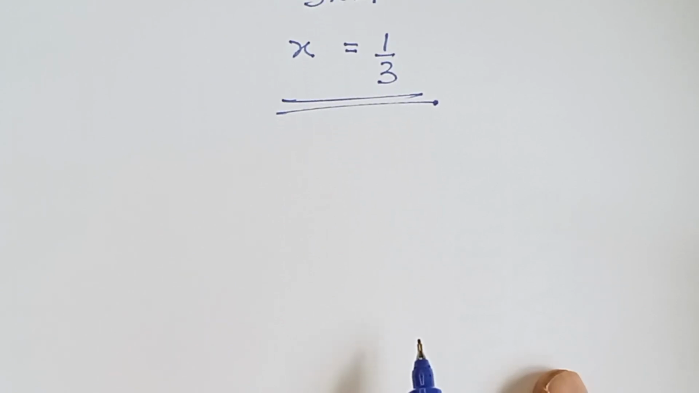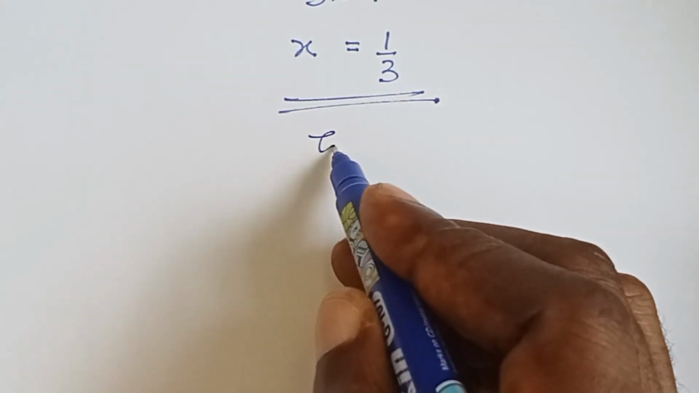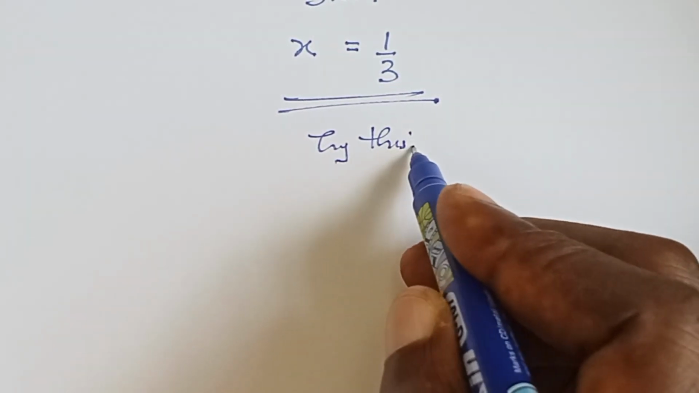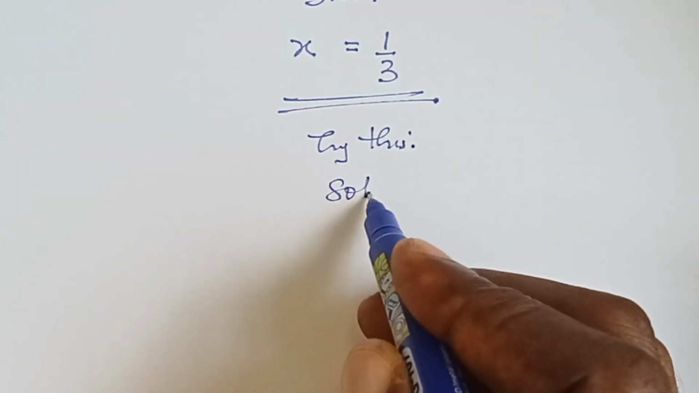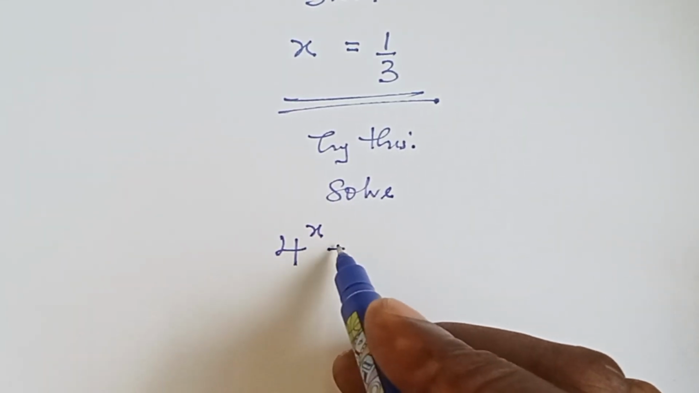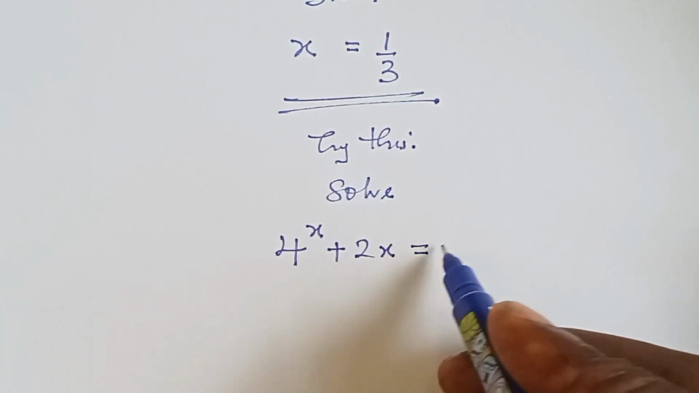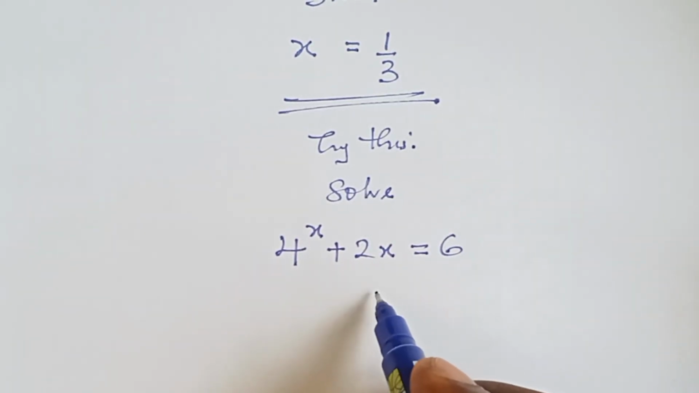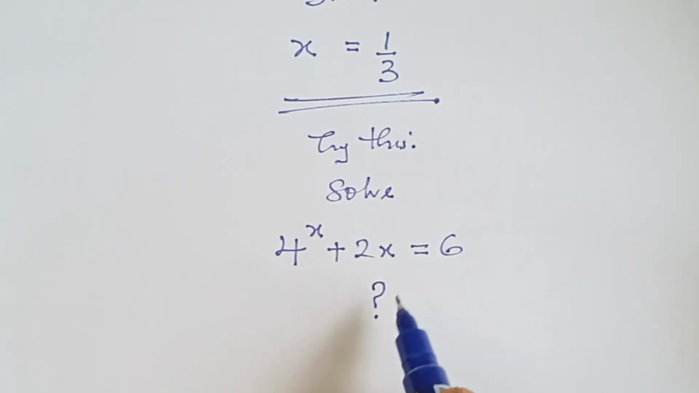Now let's try this. Let's solve 4 raised to power x plus 2x equals to 6. Okay, now let's solve this and drop our answer in the comment section.